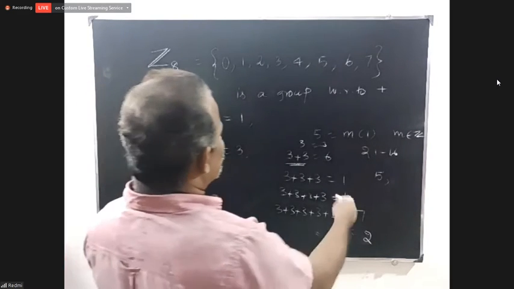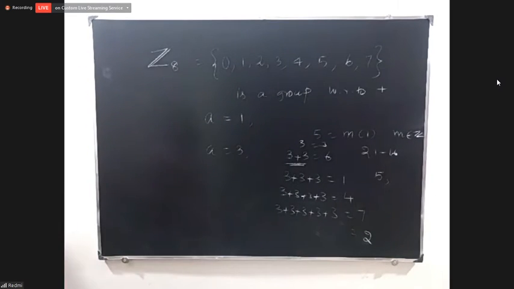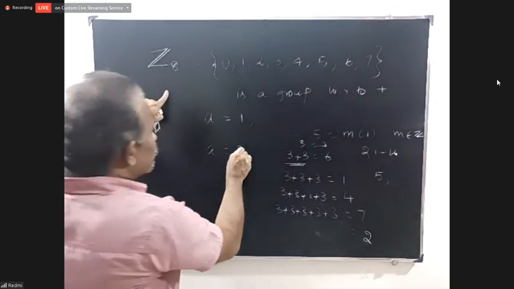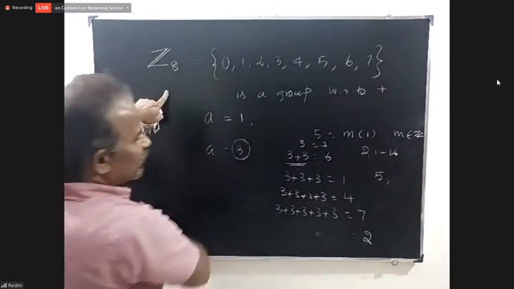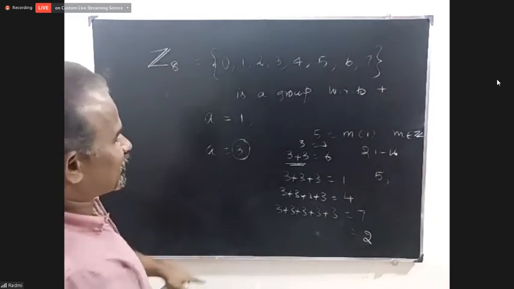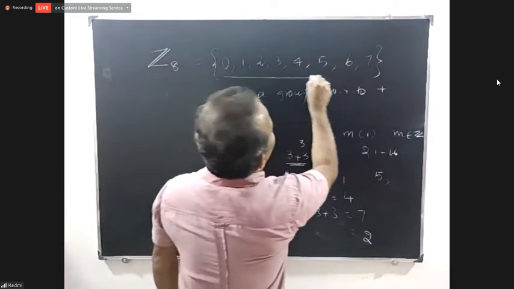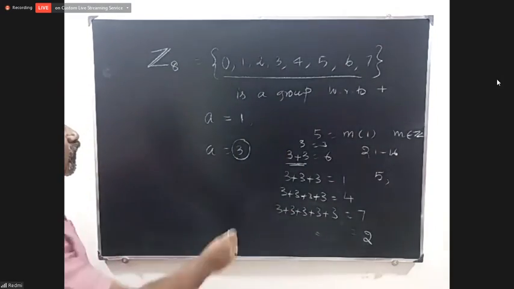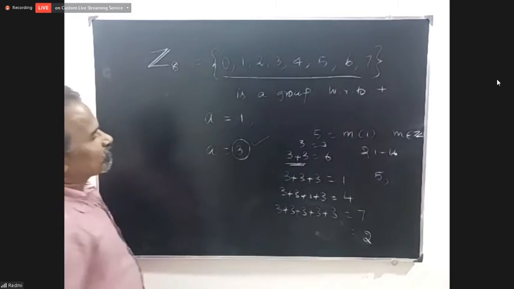So 0 also you can write as 0 times 3. Therefore, this 3 generates all the elements of the group. Therefore, this 3 is the generator.